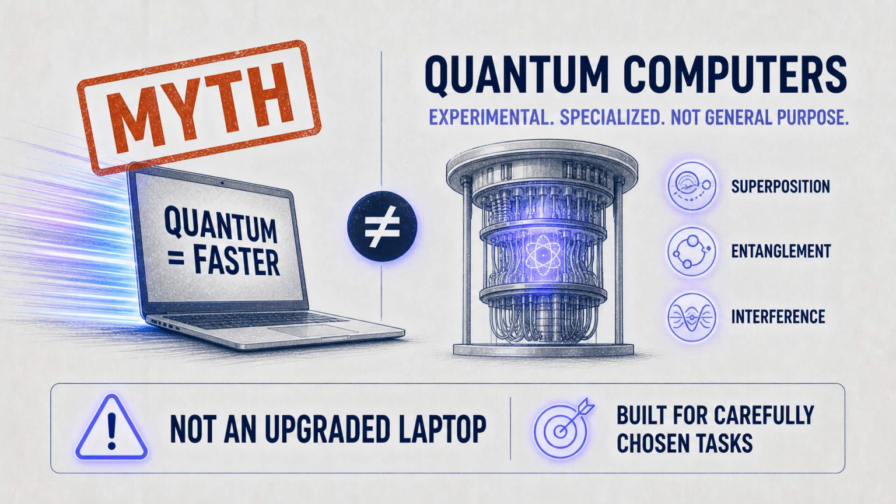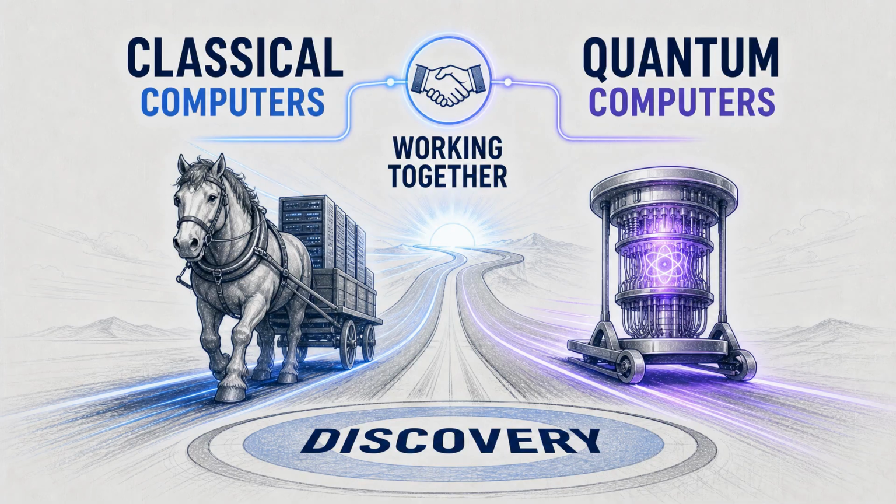The biggest misunderstanding is thinking quantum means automatically faster. It does not. Quantum computers are not upgraded laptops. They are experimental and specialized machines built to exploit superposition, entanglement, and interference for carefully chosen tasks. A better mental model is this. Classical computers are universal workhorses. Quantum computers are potential scientific instruments and accelerators for problems where quantum structure matters. The future is less about one replacing the other and more about both working together.